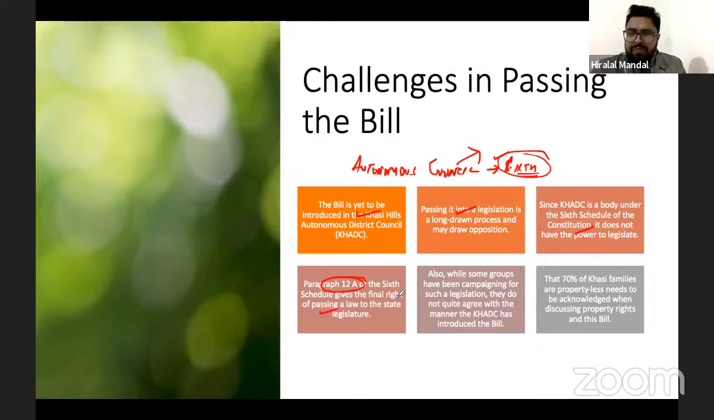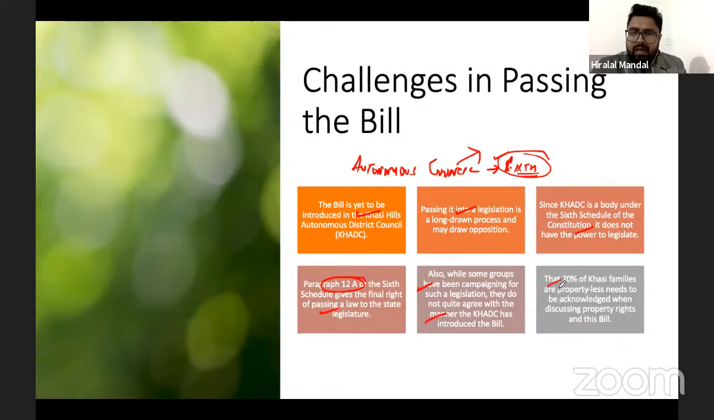Of course, some groups have been campaigning against such a legislation because they do not agree with the provisions of the bill. 70% of the Khasi families are property-less. Now, this is an important question. If they are property-less, then when will the rights be given? These are the challenges that you can see.